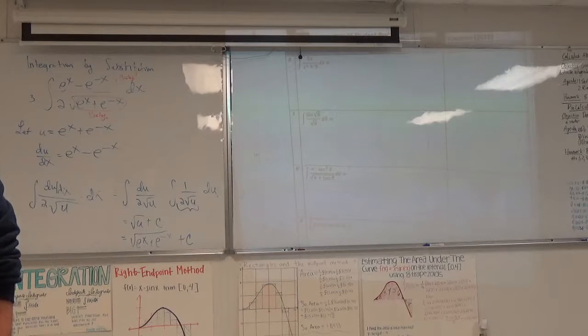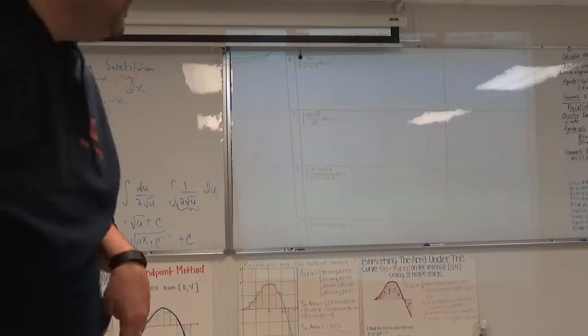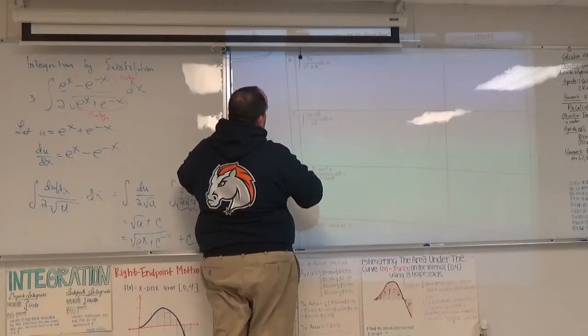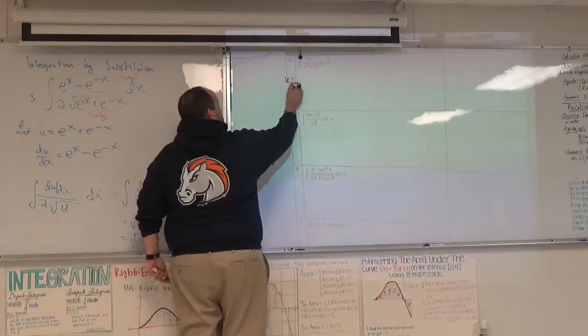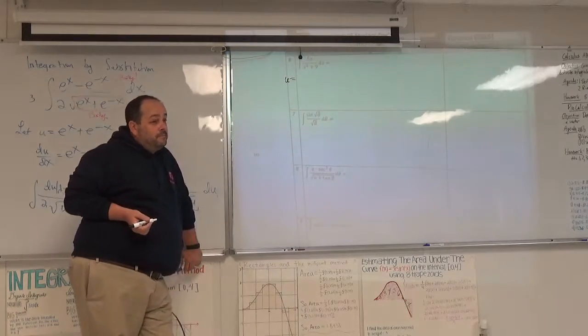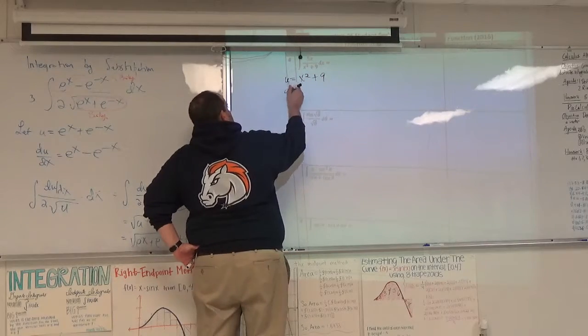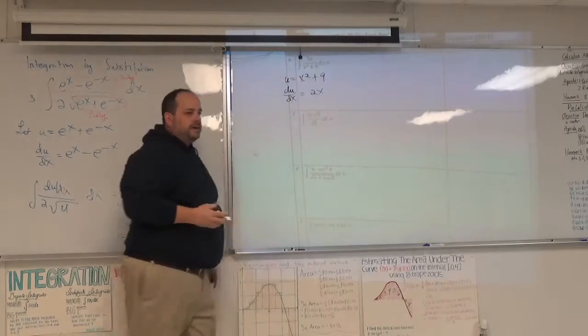Is anybody interested in seeing a different way to do substitution? You are? Okay. For everybody else, just keep going. So here's a slightly different way. For number 6, good guess as to what the baby's going to be? X squared plus 9. You're going to take the derivative, and the derivative is going to be 2x.